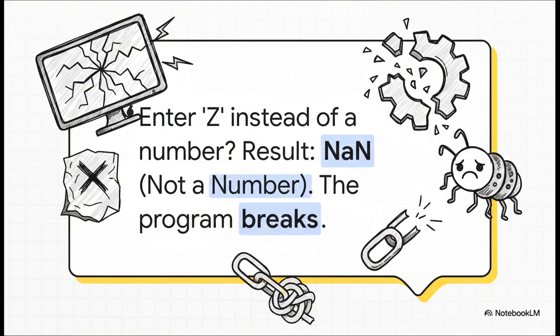Think about it. The app asks for a number. What if you type the letter Z instead? The whole thing just crashes and burns. You get this ugly error message, NaN, which just means not a number. A real professional app should never, ever break that easily.